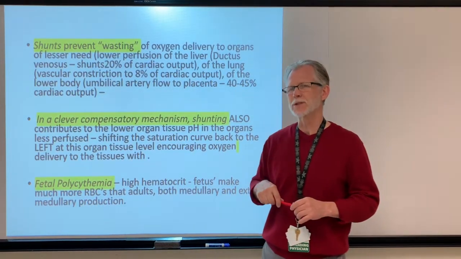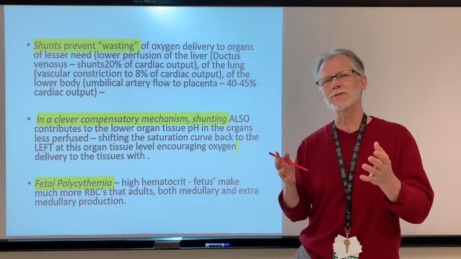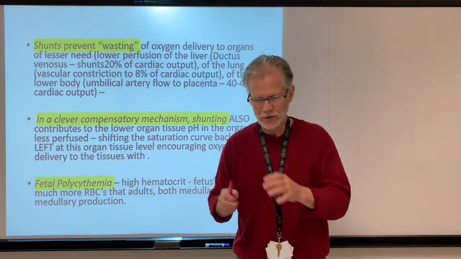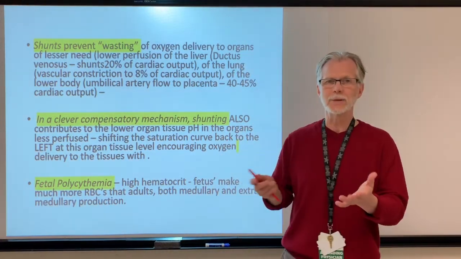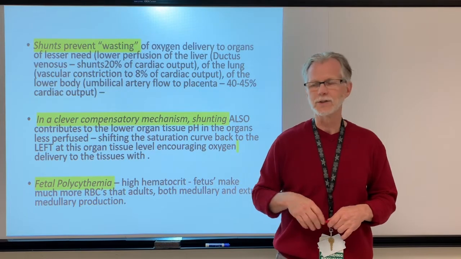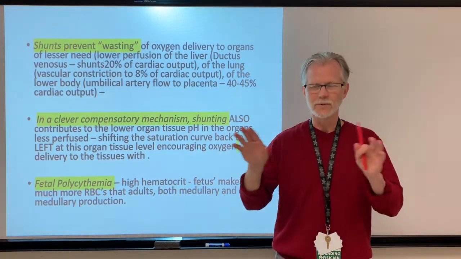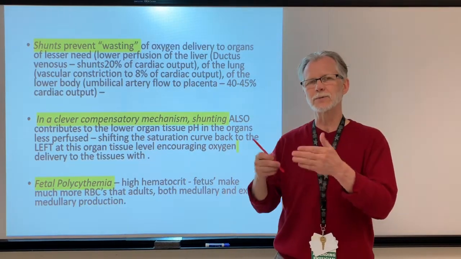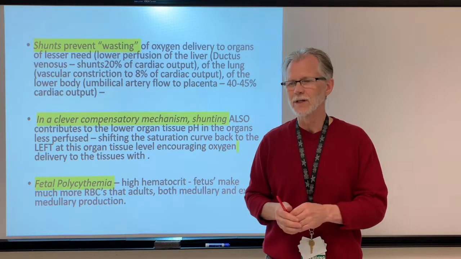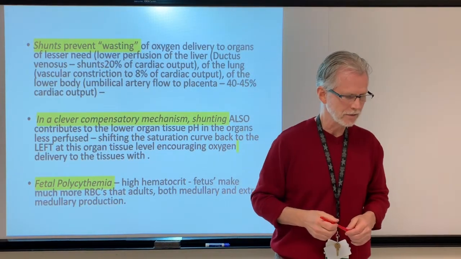Shunts are interesting because shunts in the fetus prevent sort of wasting of the circulation into areas that the fetus really does not have to oxygenate as highly. For example, the lungs. There's a shunt through the ductus arteriosus away from the lungs. There's no problem with that because there's enough oxygen per gram of tissue to keep the lungs alive. There's no need to put more blood in there. There's no oxygen exchange going on.